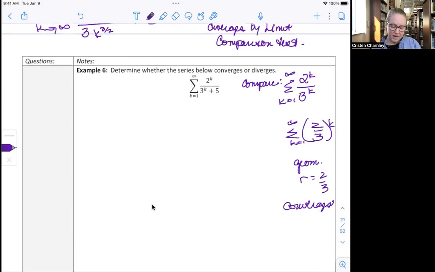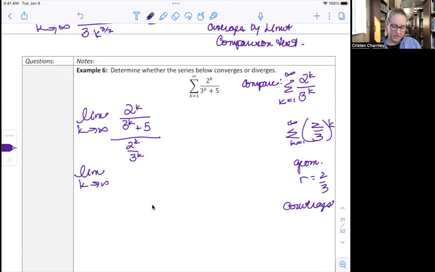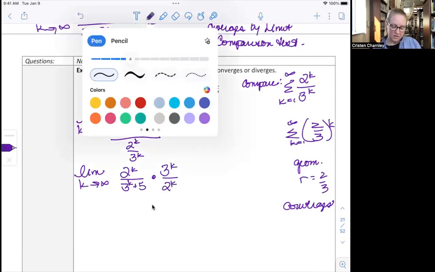If we're using limit comparison, we'll jump right in. We'll say the limit as k approaches infinity of 2 to the k over 3 to the k plus 5, over, I'm going to go back to this version, 2 to the k over 3 to the k. This is all kinds of infinity over infinity. So we'll say the limit as k approaches infinity of 2 to the k over 3 to the k plus 5 times 3 to the k over 2 to the k. All of these things are going to cancel out.